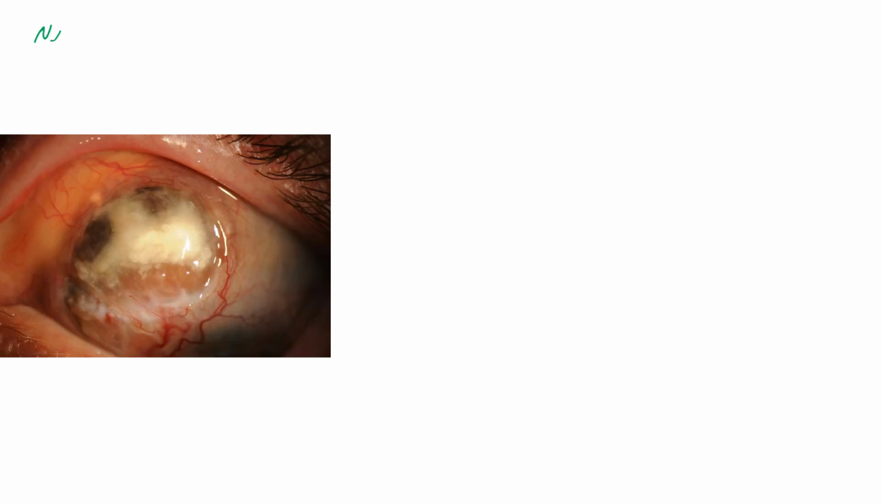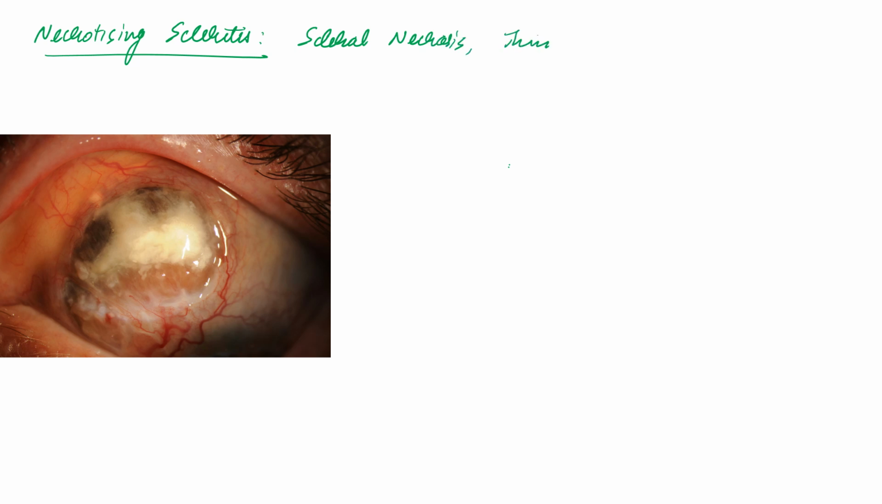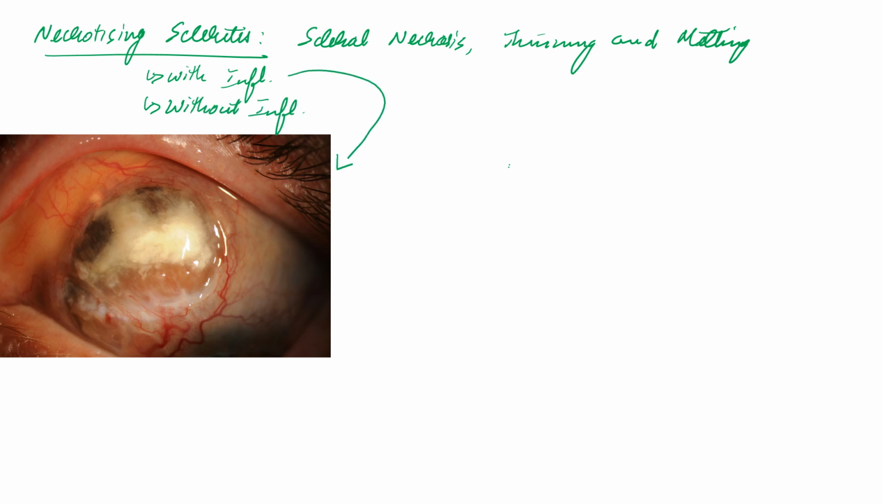Now let us discuss about the next type, that is necrotizing scleritis. Necrotizing scleritis is associated with scleral necrosis, severe thinning and melting in severe cases. As discussed earlier, necrotizing scleritis is divided into necrotizing scleritis with inflammation and necrotizing scleritis without inflammation. This picture shows a case of necrotizing scleritis with inflammation.